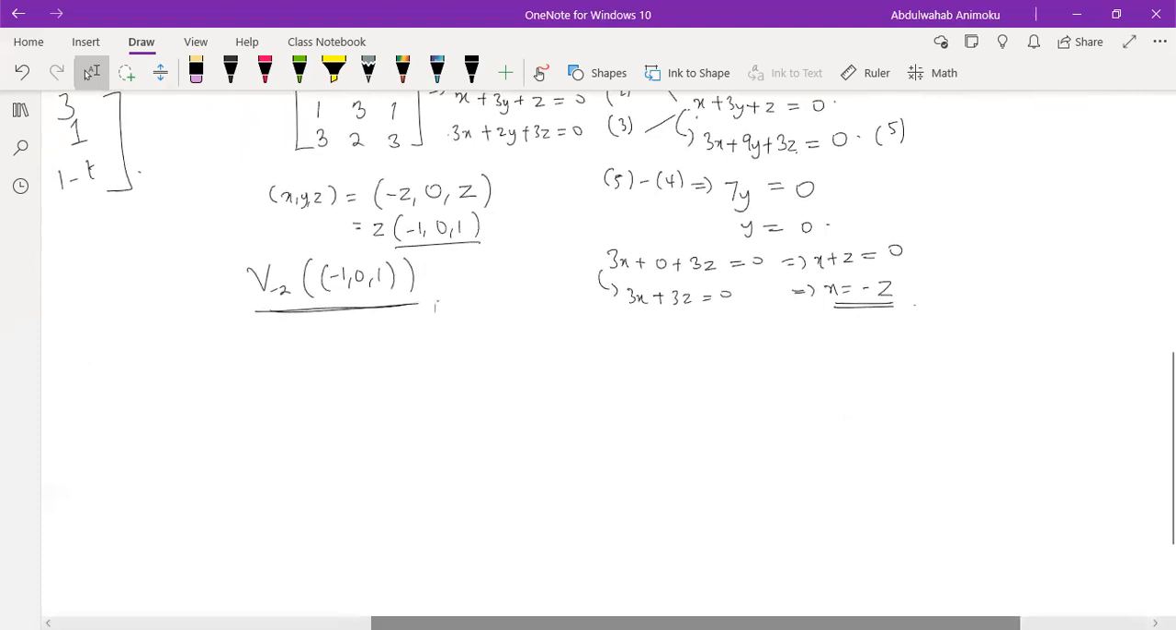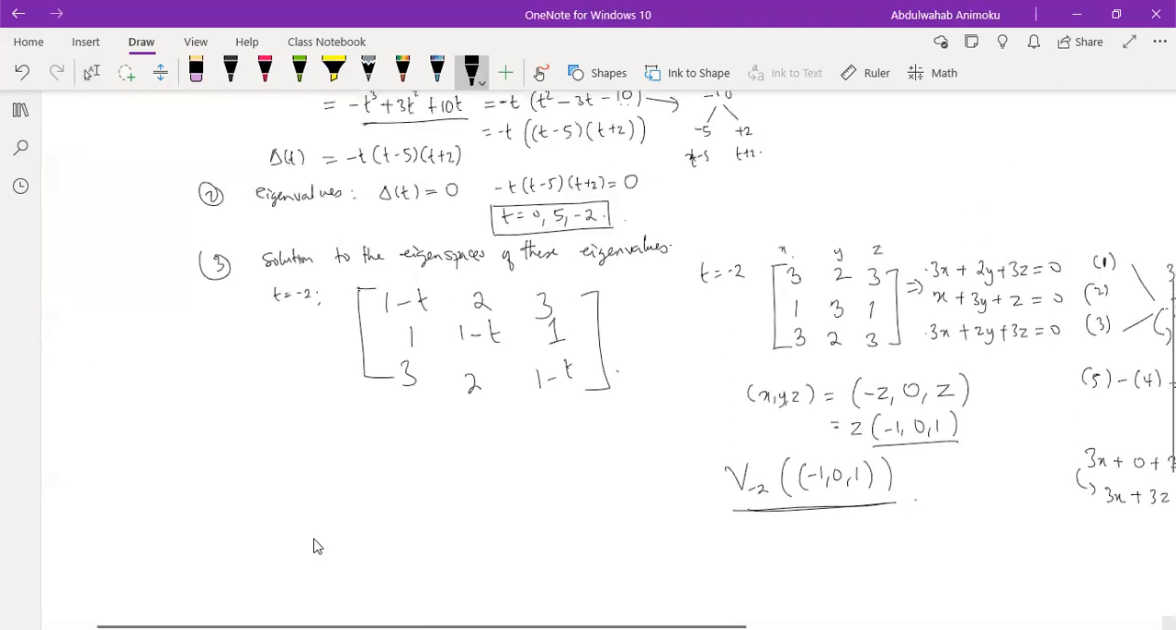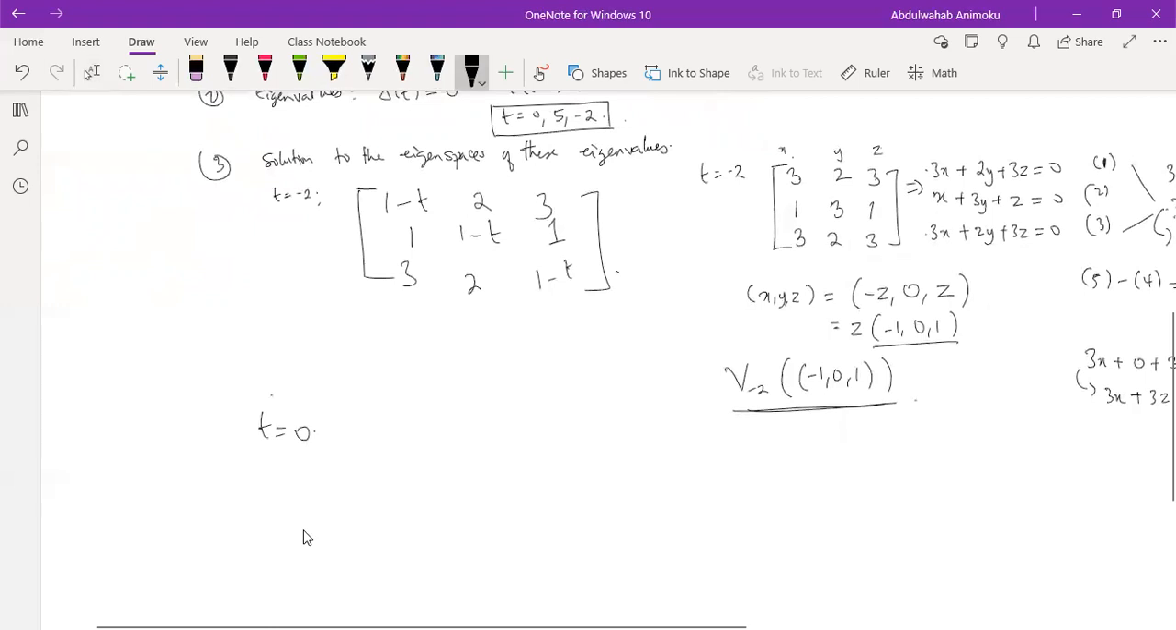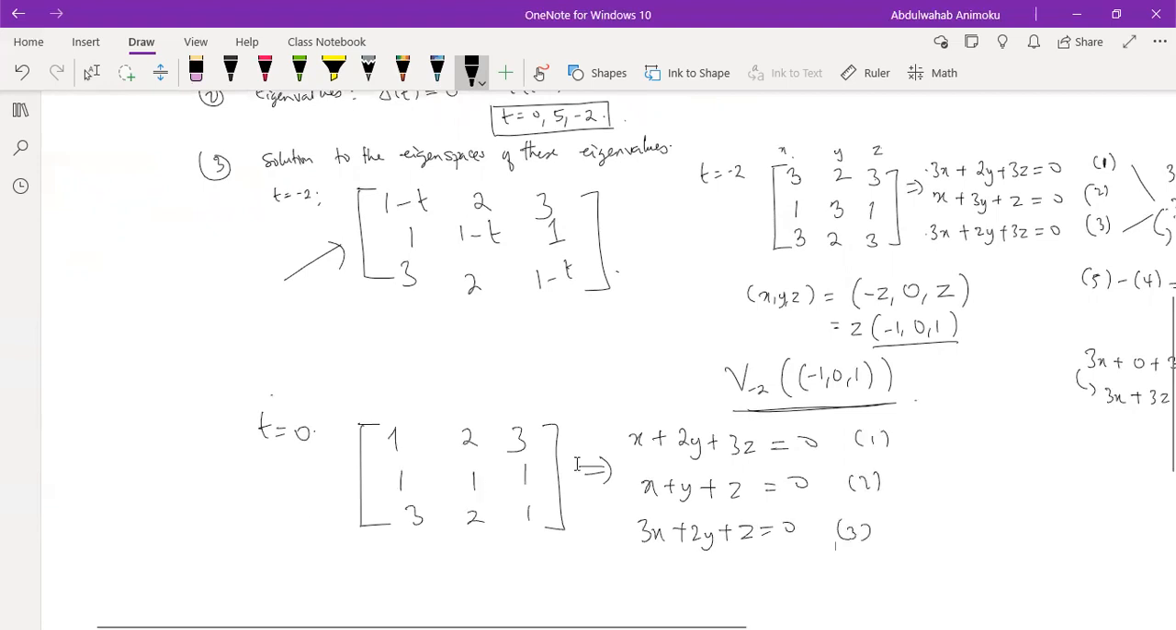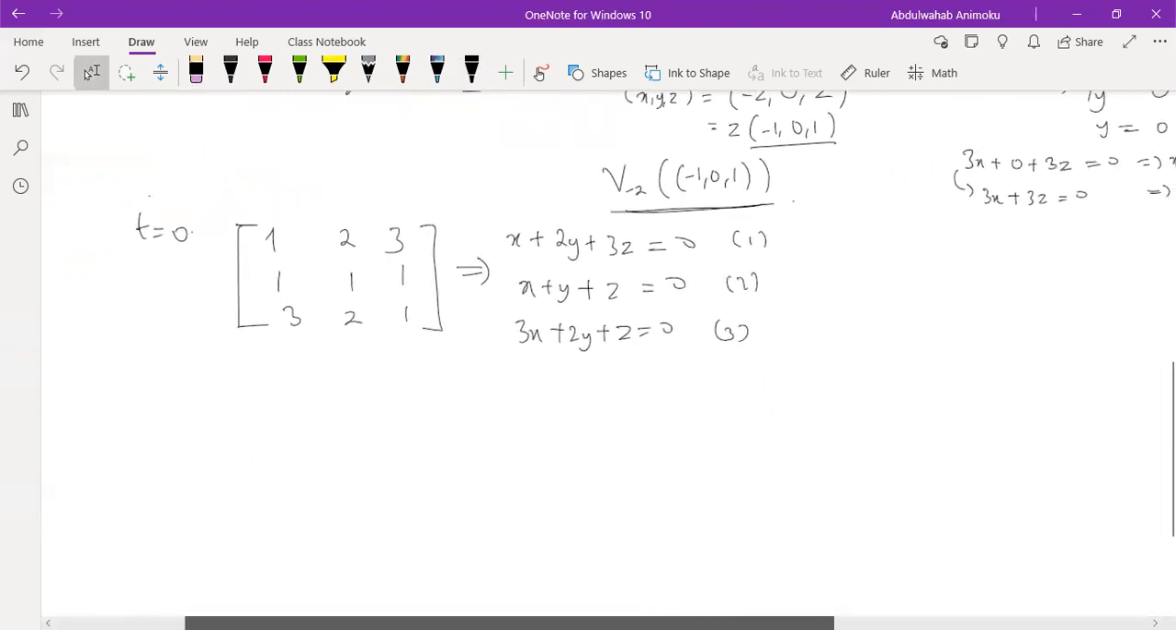The next one is when t is equal to 0. Okay, when t is 0. So let's move here. So when t is 0, what happens to this? Again, we'll look at this matrix. When t is 0, we now have 1, 2, 3, 1, 1, 1, 3, 2, 1. Now, the solution space of this is basically we have x plus 2y plus 3z equal to 0. We have x plus y plus z equal to 0. And we have 3x plus 2y plus z equal to 0. Again, we look at equation 1, 2, and 3, and we have to figure out the solution to this system.